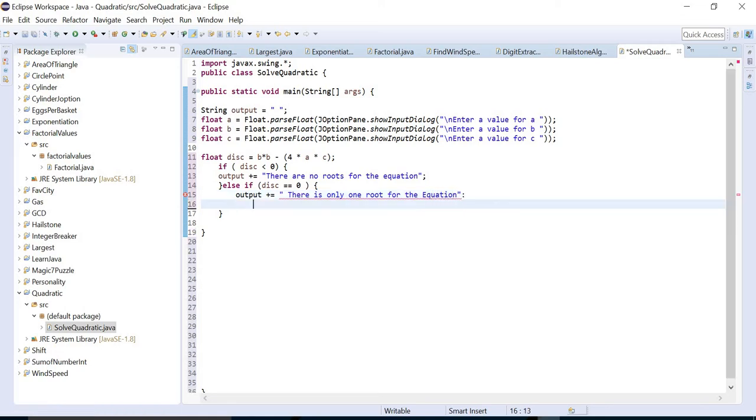Okay, guys? What's wrong? Oh, that wasn't a semicolon, guys. It has to be a semicolon. Okay. And then we define what that is.